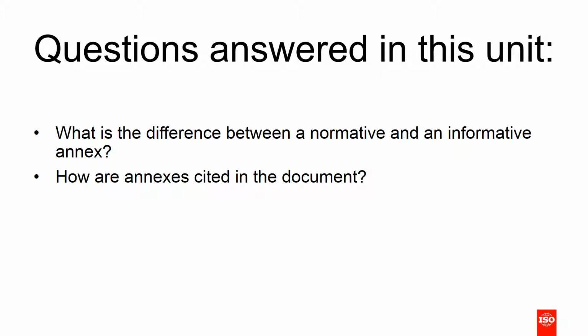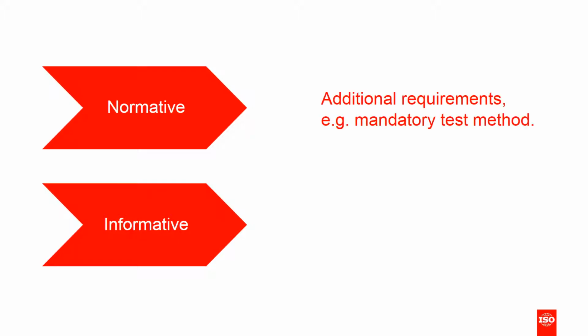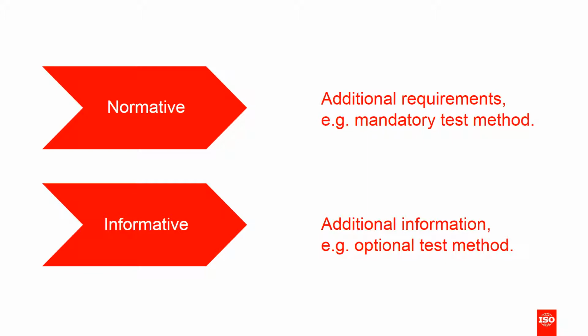So what are annexes for? Annexes are used to separate out information that might not be appropriate in the body of the standard. There are two types of annex, normative and informative. Normative annexes give additional requirements, for instance, a mandatory test method. Informative annexes are used for additional information, for instance, an optional test method, or perhaps rationale pertaining to normative content in the document.